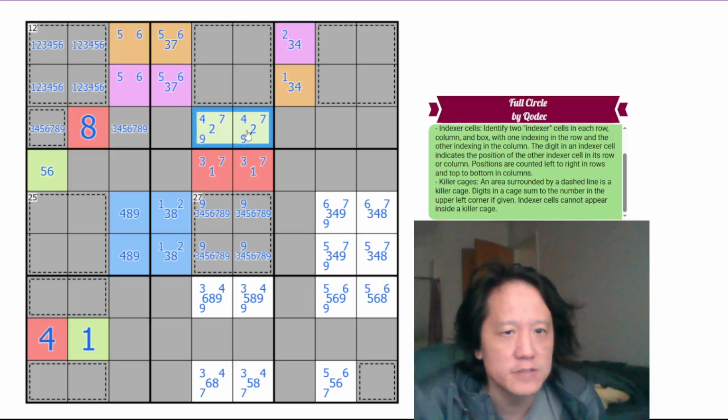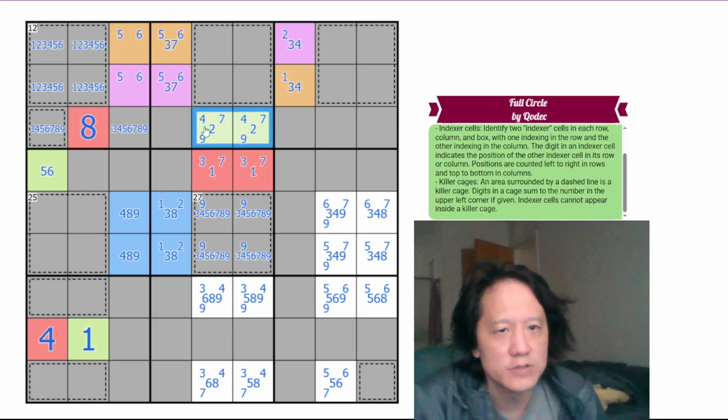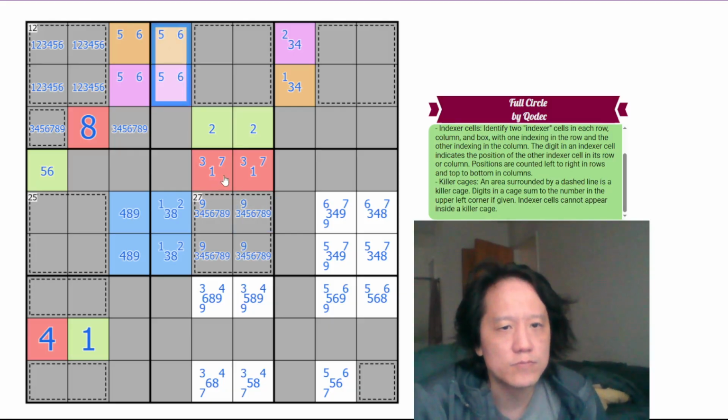That means this is indexing row, right? Because this indexes column, so this is guaranteed to be a 2 here. Since this is indexing row, this indexes column also. So that indexes column. This indexes row, so this must index column. So we have guaranteed 3 or 7 here. This indexes column, so this must index row.